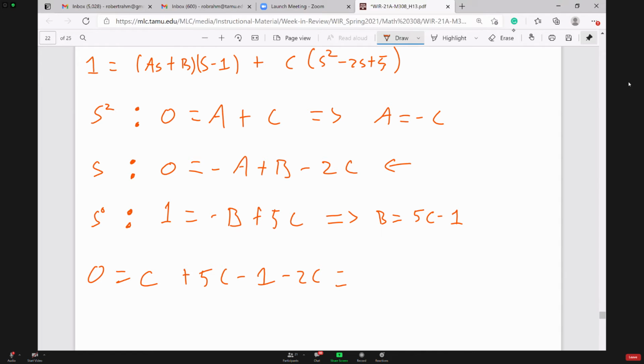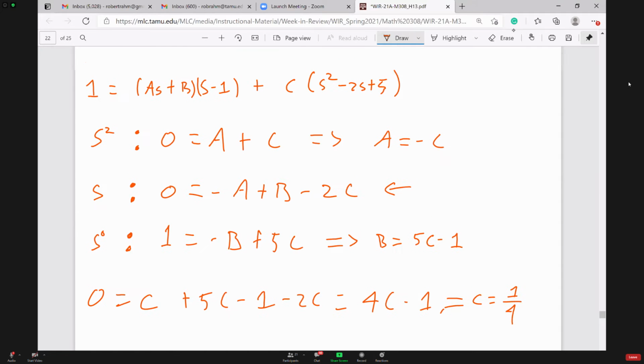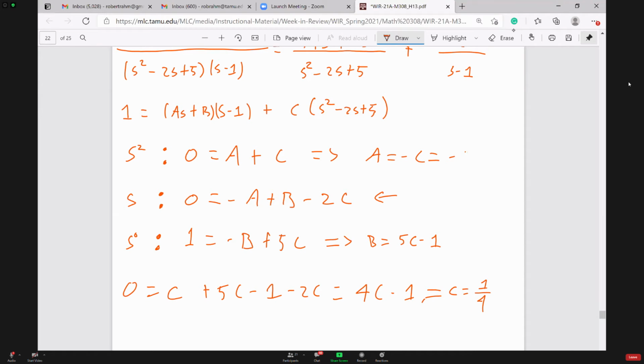We've got c plus 5c, that's 6c. 6c minus 2c is 4c. So this is 4c minus 1. So this tells us that c is equal to 1 over 4. Okay, if c is equal to 1 over 4, then a is equal to minus 1 over 4. And then b is going to be 5/4 minus 1, so 5/4 minus 1 is just going to be 1/4.